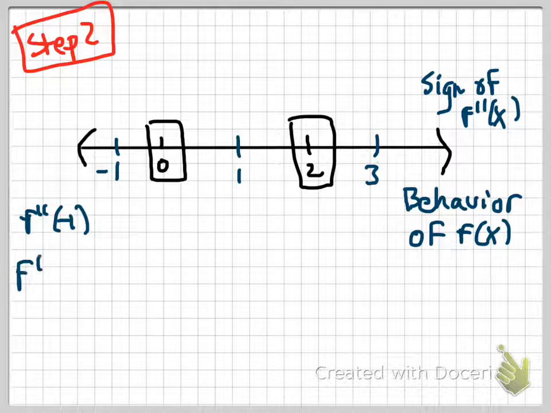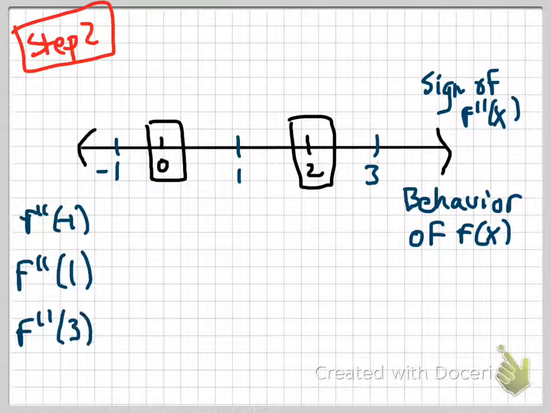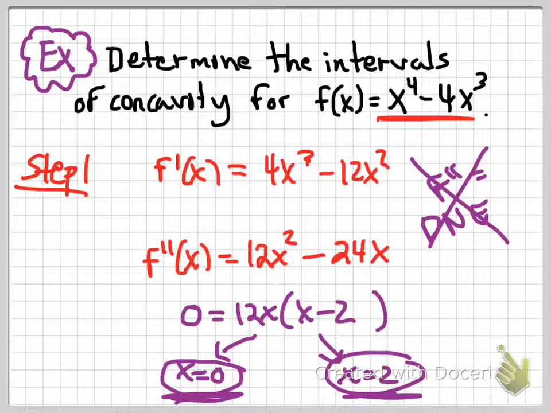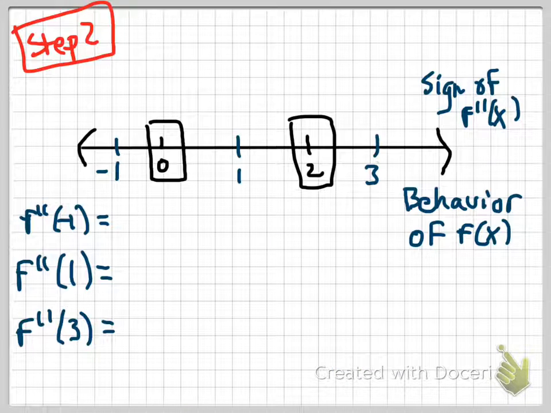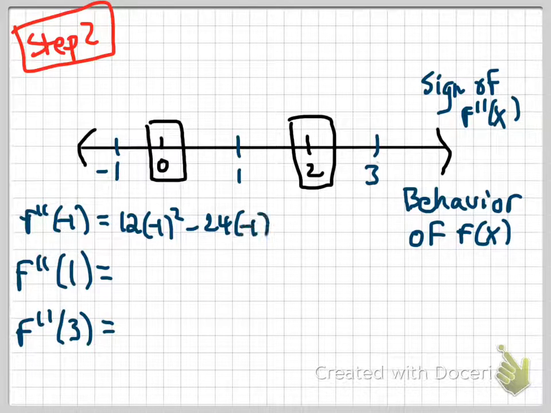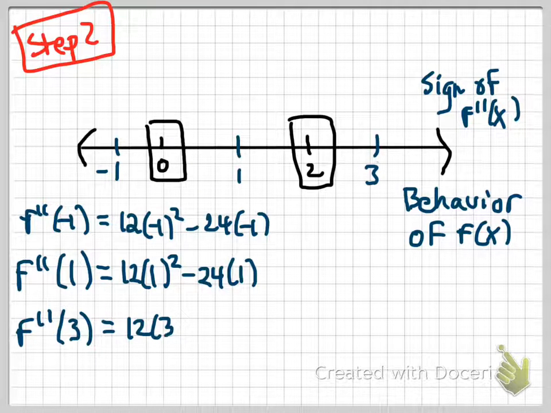What is f double prime of 1? And what is f double prime of 3? And every single one of these, we'll plug it in and we'll get an answer. Now remember what f double prime was on the last page here. It was 12x squared minus 24x. So we're plugging it back into this. So we're going to do 12 times negative 1 squared minus 24 times negative 1. And then we're going to do 12 times positive 1 squared minus 24 times positive 1. And we're going to do 12 times 3 squared minus 24 times 3.